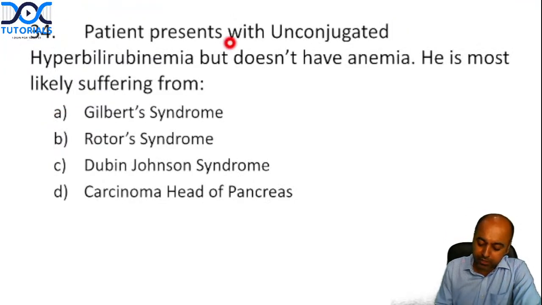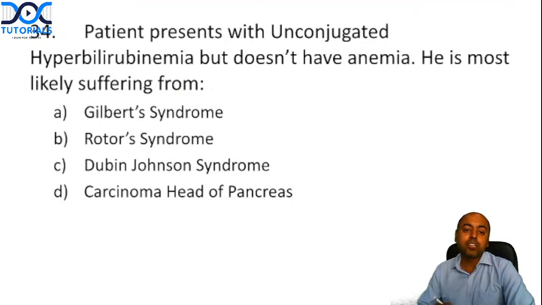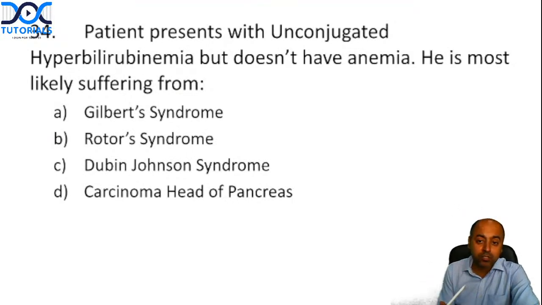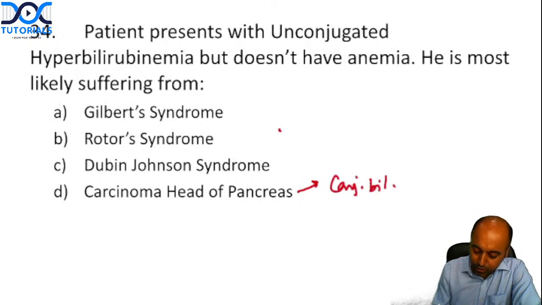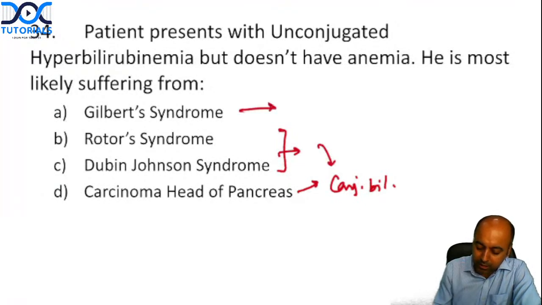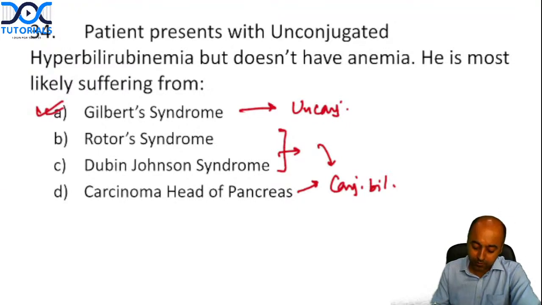Question 34. Patient presents with unconjugated hyperbilirubinemia but doesn't have anemia, is most likely suffering from. So here what is happening? There is a defect in the bilirubin metabolism and unconjugated hyperbilirubinemia is there. So let's look at the disorders. Dubin-Johnson and Rotor will have conjugated bilirubin. Only Gilbert's among the list will have the unconjugated bilirubin. Okay, Gilbert's.